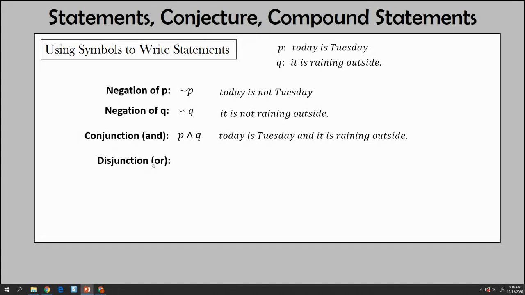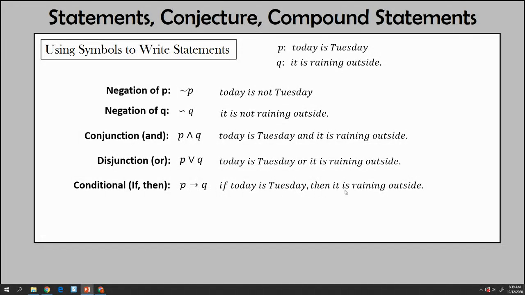Disjunction, that means use or. So or is going to be a V here. So it's flipping this one upside down. So P or Q: today is Tuesday or it's raining outside. A conditional means if-then, right? The symbolism for conditional is this: if P, then Q. We use this little arrow. If P, then Q. And we would write, if today is Tuesday, then it's raining outside.